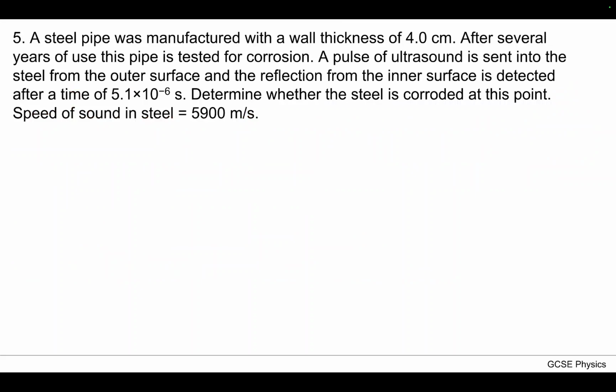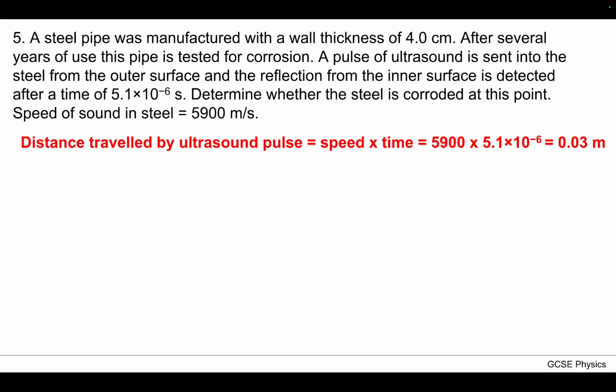Right then, if you want to pause and have a go at this one. So a steel pipe was manufactured with a wall thickness of 4 centimeters. After several years of use, this pipe is tested for corrosion. A pulse of ultrasound is sent into the steel from the outer surface, and the reflection from the inner surface is detected. After a time of 5.1 times 10 to the minus 6 seconds, which is 5.1 microseconds, determine whether the steel is corroded at this point. It gives you the speed of sound in steel, which is 5,900 meters per second. So what we need to do is calculate the distance for the ultrasound that's sent out after a time of 5.1 microseconds, and see if that gives us a distance of 4 centimeters or not.